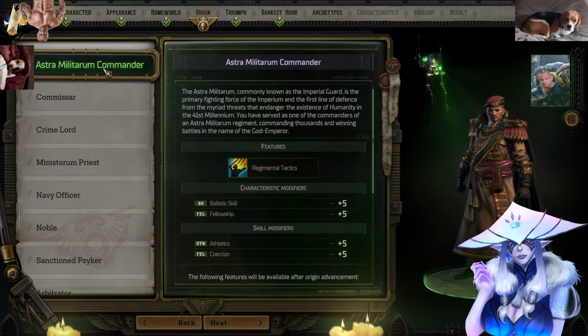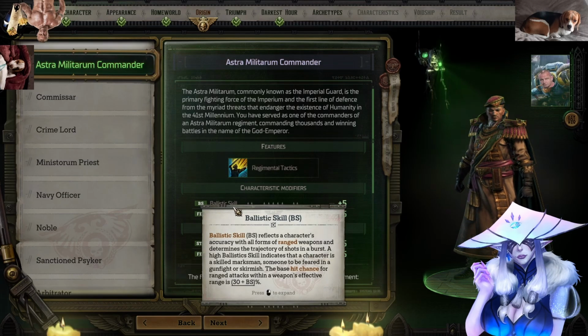Ballistic skill. Accuracy of forms of ranged combat.